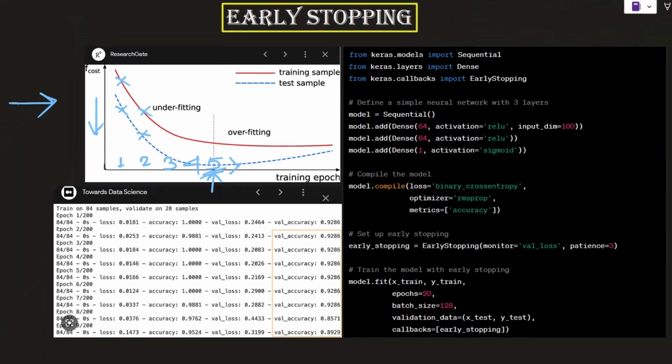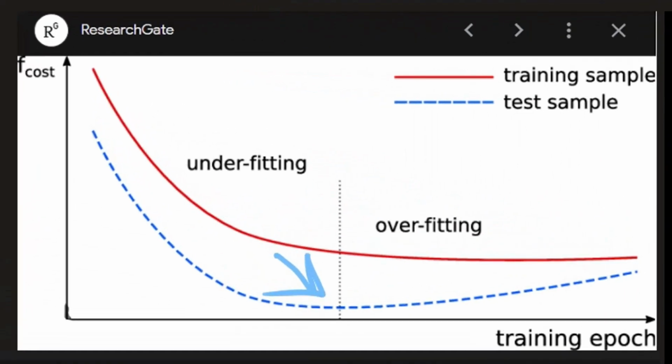So this is another technique for preventing overfitting. In a nutshell, this involves monitoring the performance of the network on a validation set during training and stopping the training when the validation performance starts to deteriorate. This can help to prevent the neural network from overfitting to the training data. Early stopping is a very different way to regularize the machine learning or deep learning model, and it simply stops the training as soon as the validation error, or the loss with respect to the testing sample, reaches a minimum, like it has over here.